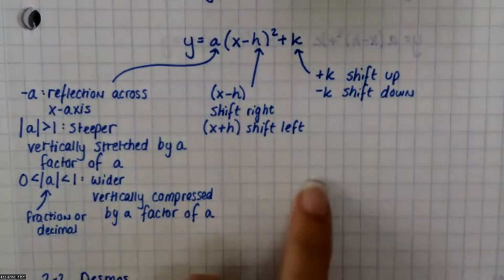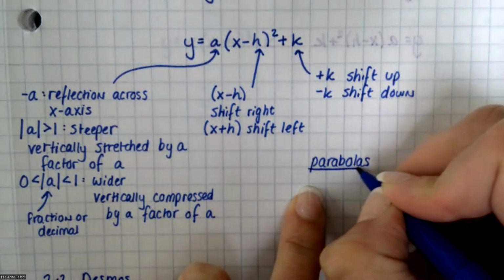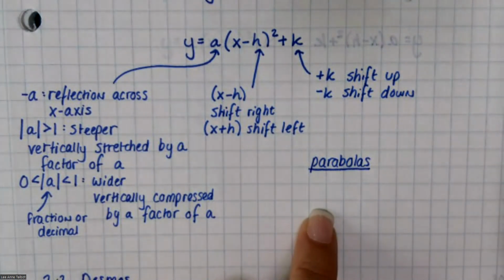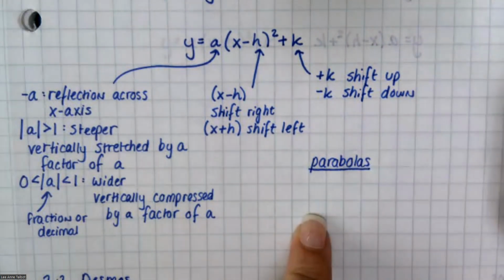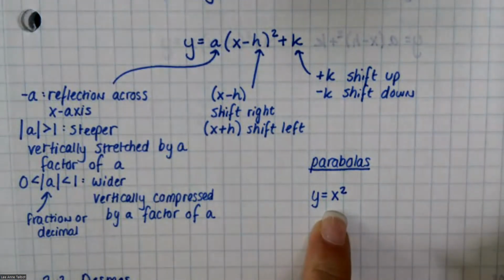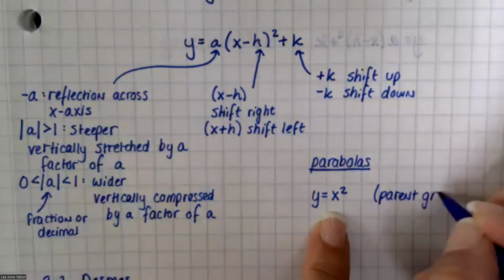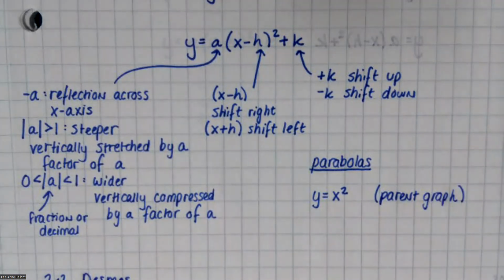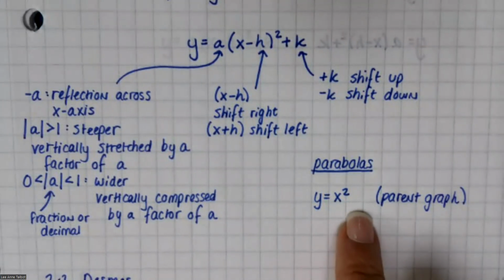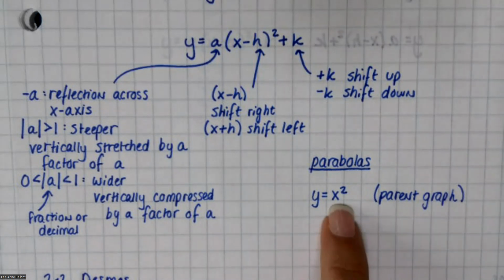Okay, there's a couple of other things you need to know. So first of all, do you know what the parent function is for a parabola? It's a question that's so easy, it's hard. It's y equals x squared. That's the parent graph. Do you guys know why we call it the parent graph? Because that's the like normal one. And then all of these changes we're gonna make are all of like its little variations.